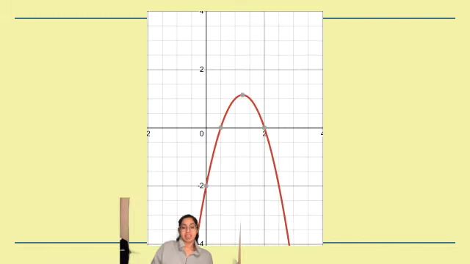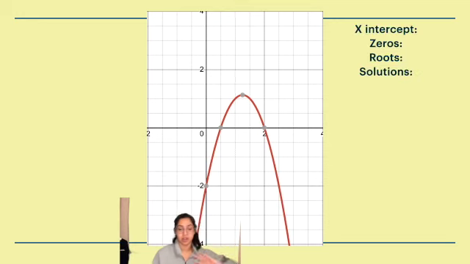Let's look at another graph. So here we have a graph. Notice we don't have the equation, which is okay, because we're really just identifying key features of this graph. So again, x-intercepts, zeros, root solutions, that's going to get really tedious, but you're going to have to write all 4. For this one, I can see that I have 2.